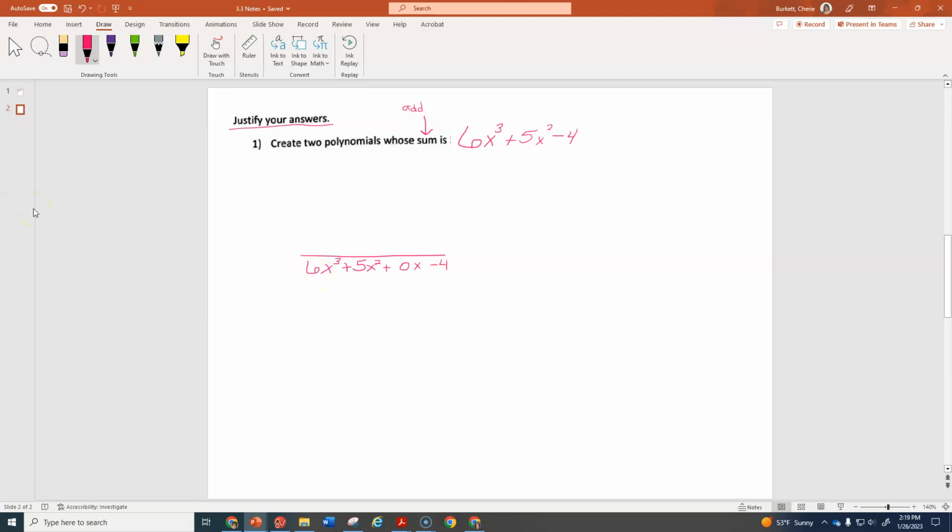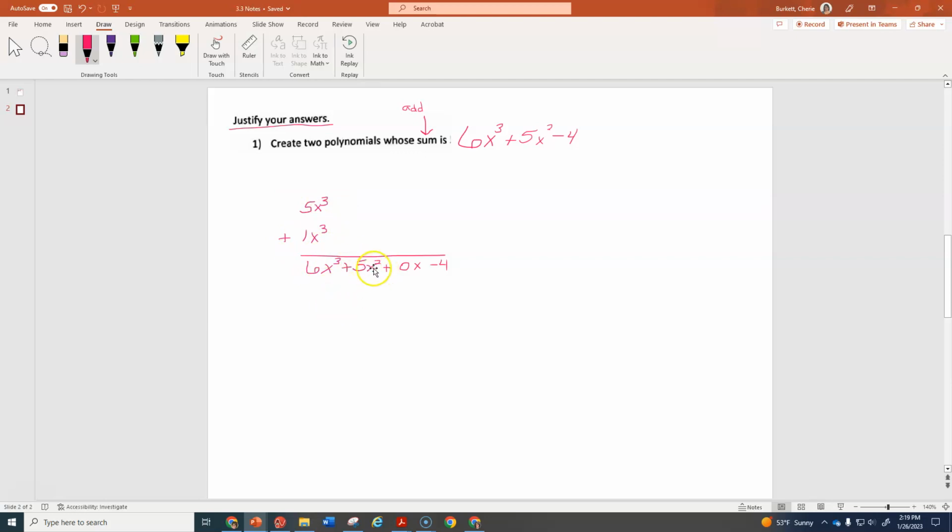So you could do something like 5x cubed. This is kind of boring. Plus 1x cubed. 5x cubed plus 1x cubed will give you 6x cubed. So that's definitely a possibility.